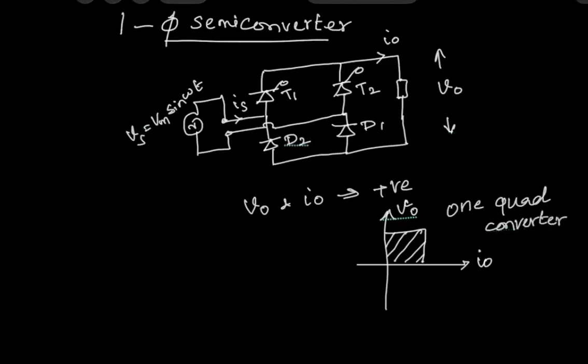The thyristor T1 and diode D1, they are forward biased during the positive half cycle, and the thyristor T2 and diode D2, they are forward biased during the negative half cycle. Now we will see the operation with R load.